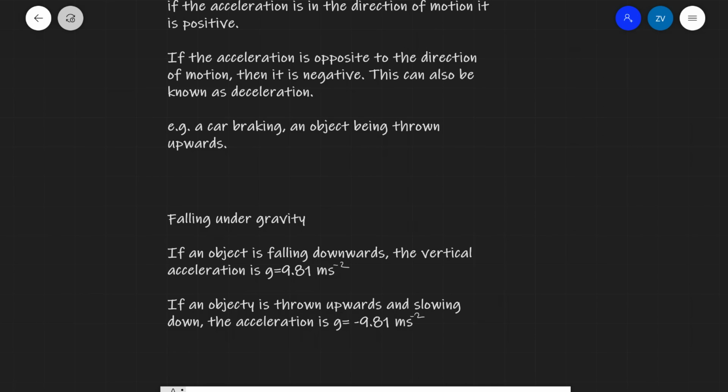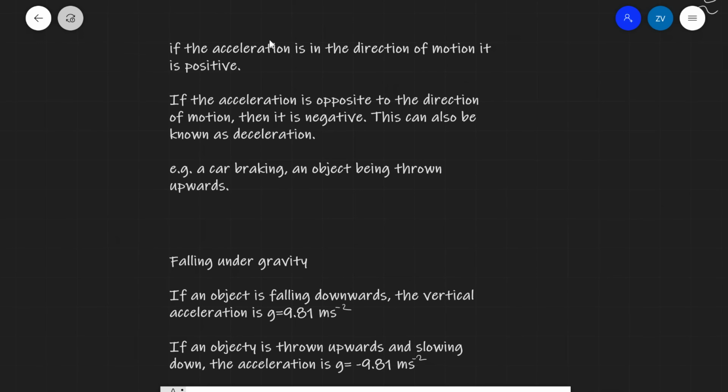Okay, now let's have a look at some particularities of the equations of motion. First of all, if the acceleration is in the direction of motion, it is positive. If we have an object and some force acting on it, and it's being accelerated in this direction, and the velocity is also in this direction and steadily growing under constant acceleration, then the acceleration is some positive number.